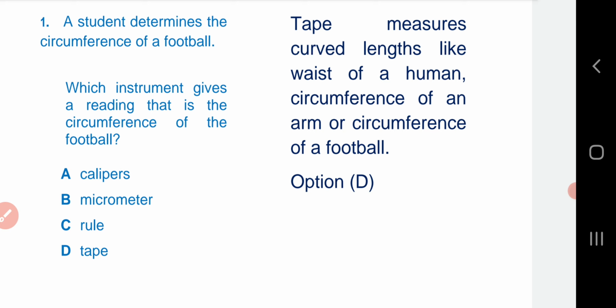Question number 1. A student determines the circumference of a football. Which instrument gives a reading that is the circumference of the football? The answer is tape measure, which measures curved or round lengths like the waist of a human, the circumference of an arm, or the circumference of a football. The answer is option D.